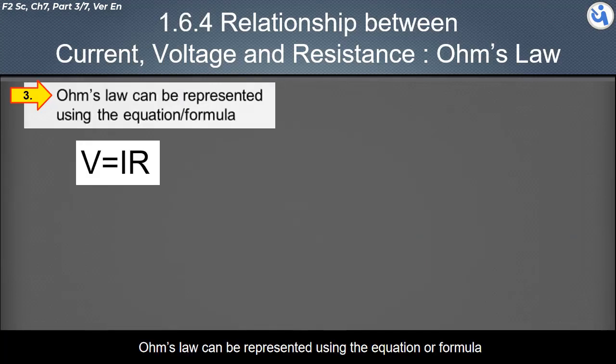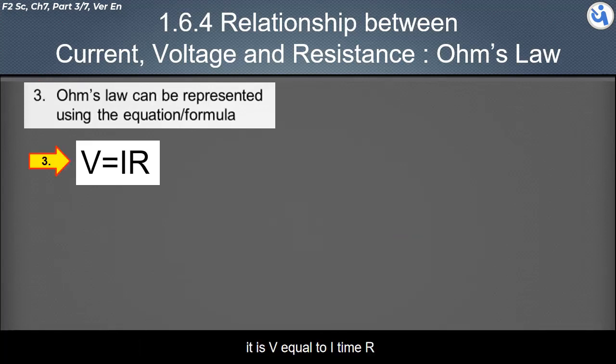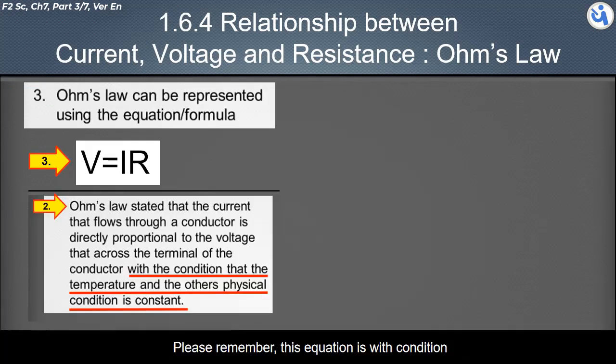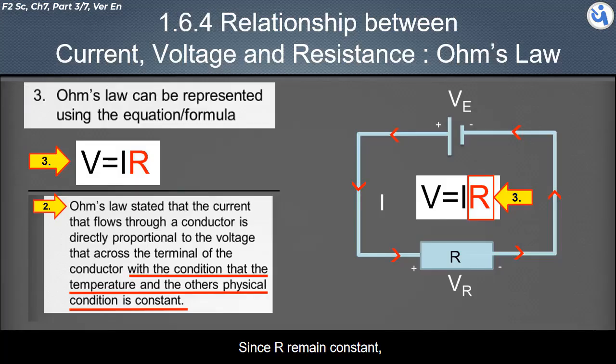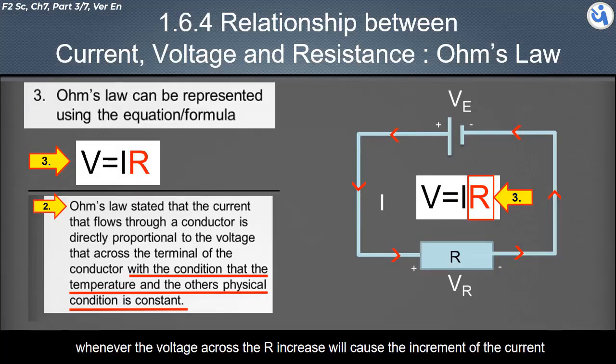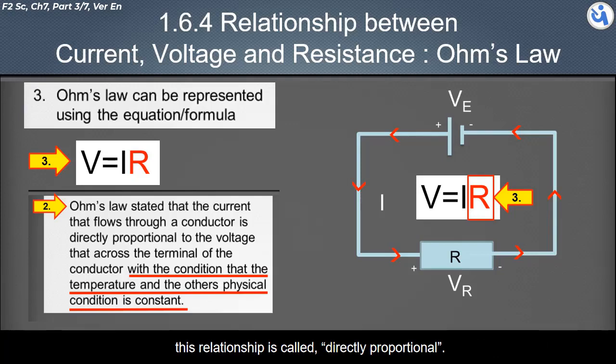Ohm's law can be represented using the equation, or formula, V equal to I times R. Please remember, this equation has a condition. With the condition, the resistance value of the resistor is a fixed value. Since R remains constant, whenever the voltage across R increases, it will cause the current to increase. This relationship is called directly proportional.